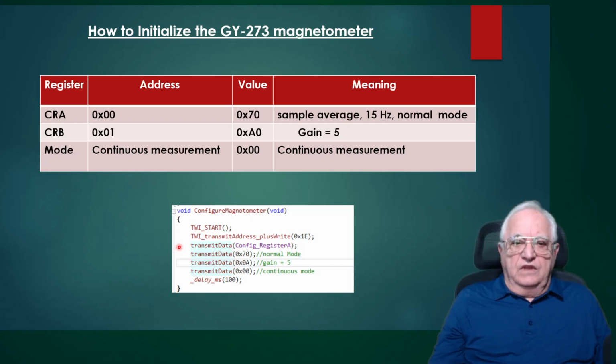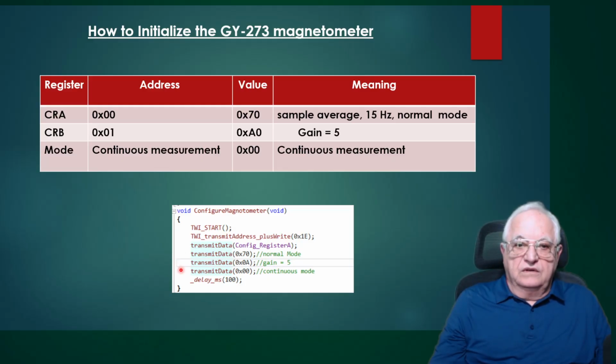Then the first thing we do is send the register, and then we send the normal mode, the gain, and continuous mode, and then wait 100 milliseconds.